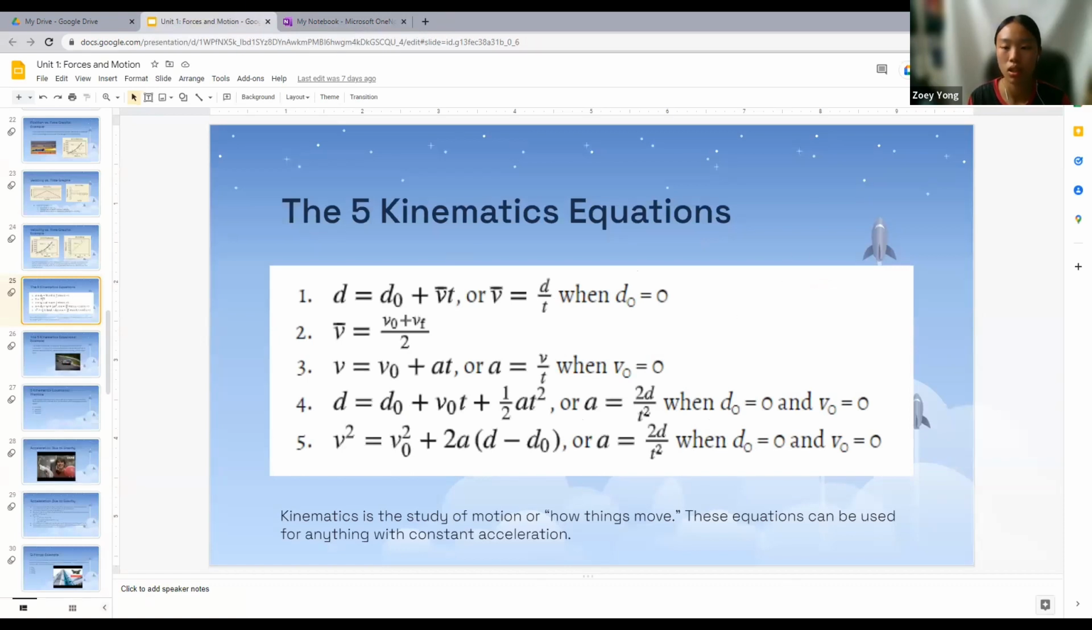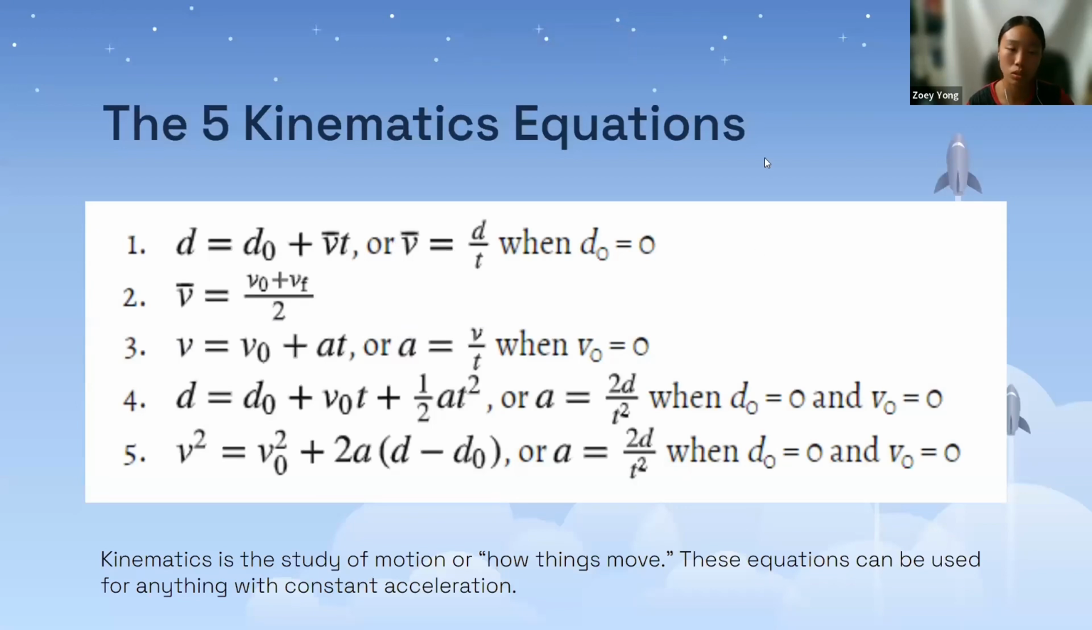Kinematics is the study of motion or how things move. These equations, the ones that we just derived, are meant to be used for anything that has constant acceleration. By constant acceleration, it just means that acceleration can't change, can't equal 0 when you're using these equations. And acceleration can be negative when you're using these equations. It just has to stay constant.